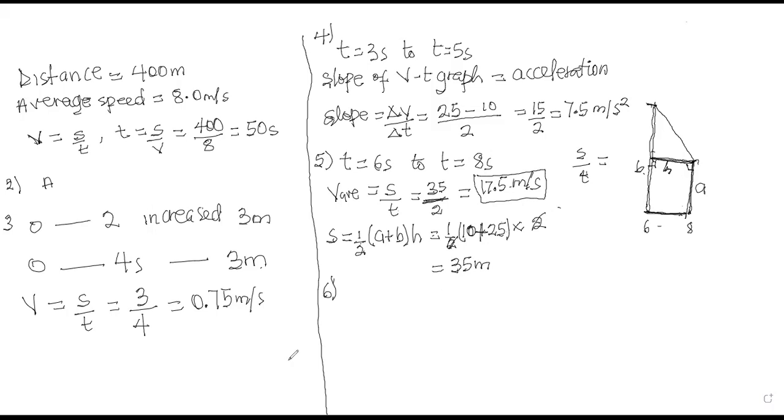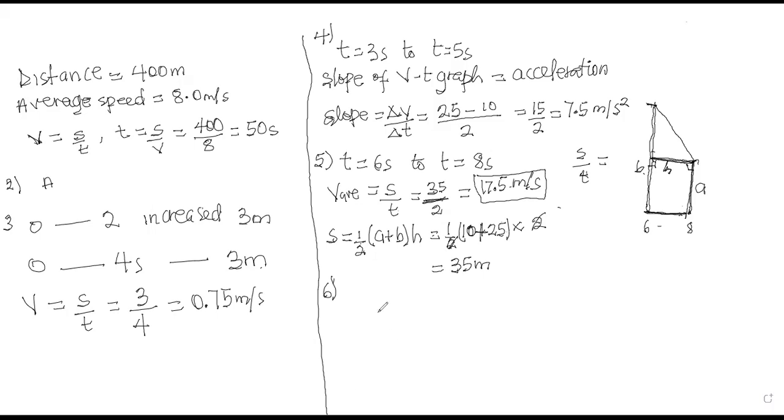Question 6. Interestingly, a lot of you got this wrong, and I was so disappointed. The question says: what is the distance traveled by the object during the first 3 seconds? Looking at the graph, the first 3 seconds: 0 to 1, 1 to 2, and 2 to 3.